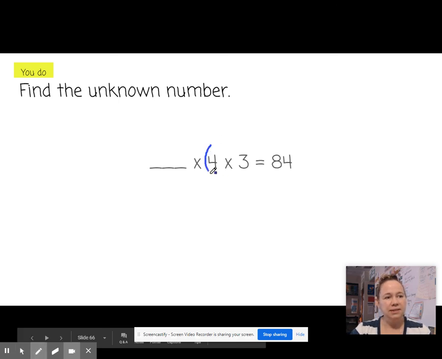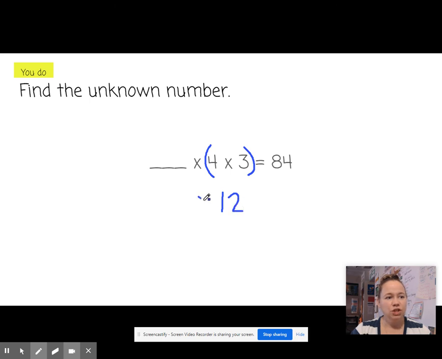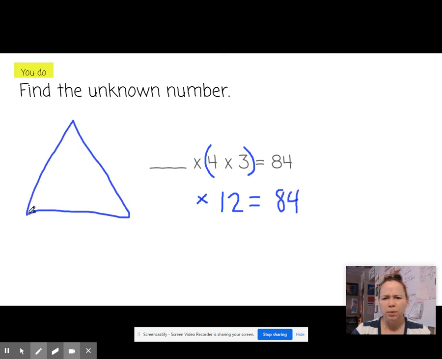If we group this, that would give us 12. Oh, these 12s. So what times 12 equals 84? I know the 12s always give us a little bit of trouble, those troublesome 12s. So 12 and 84, what's the missing number?